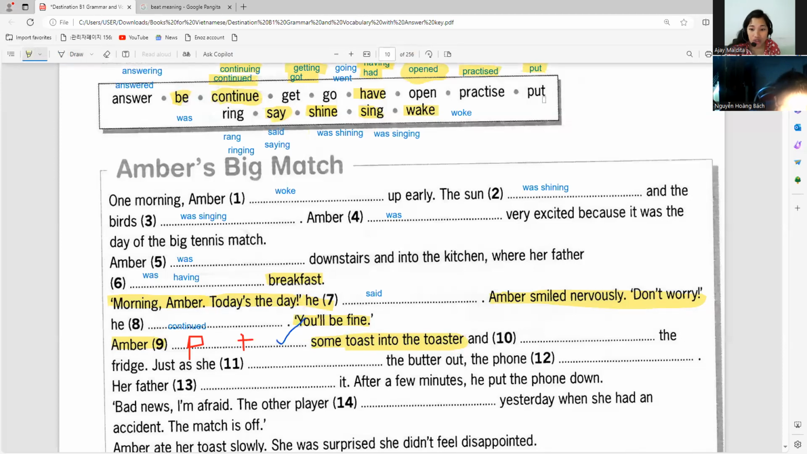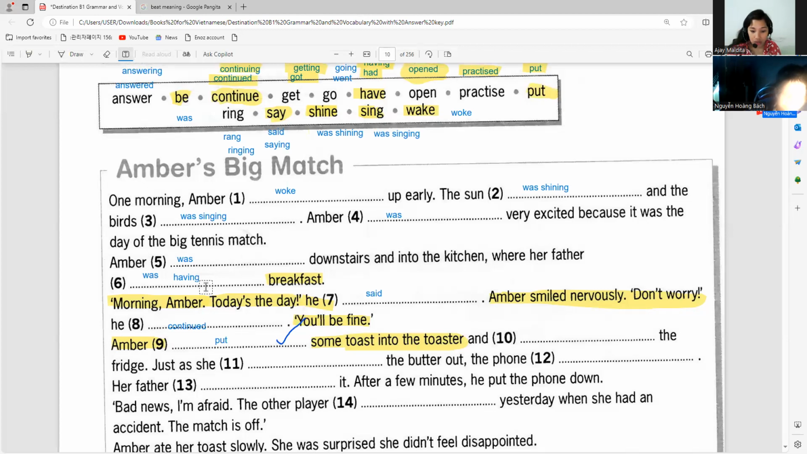Teacher, why do we use put, not potted? You will not say potted, okay? Put is also put. The past tense of put is put also. You will not add ed, okay? So that is put. Your answer is correct. Number 10.